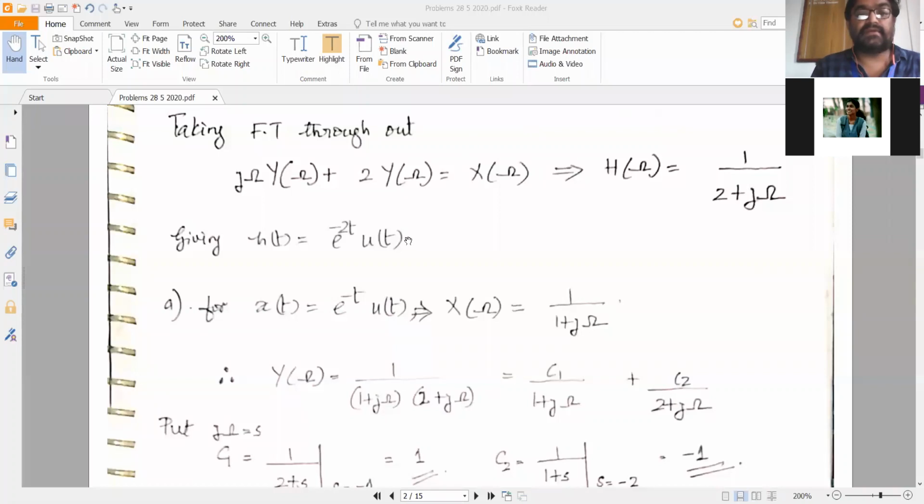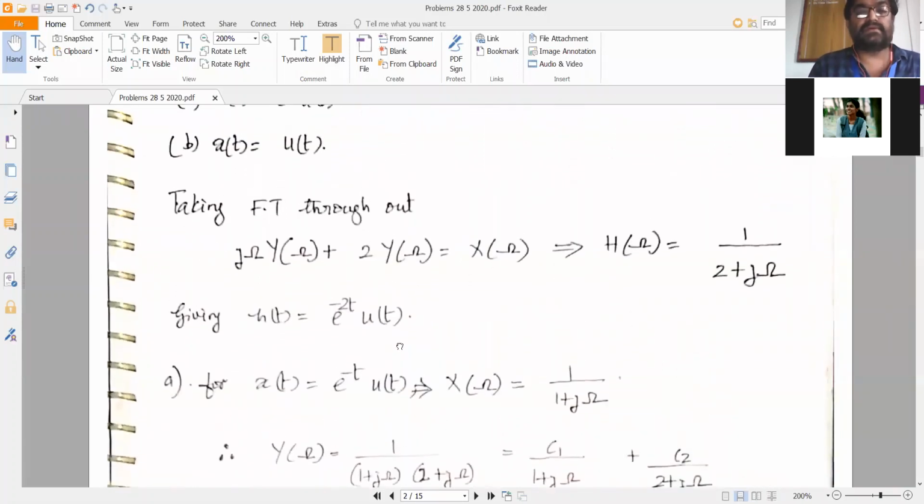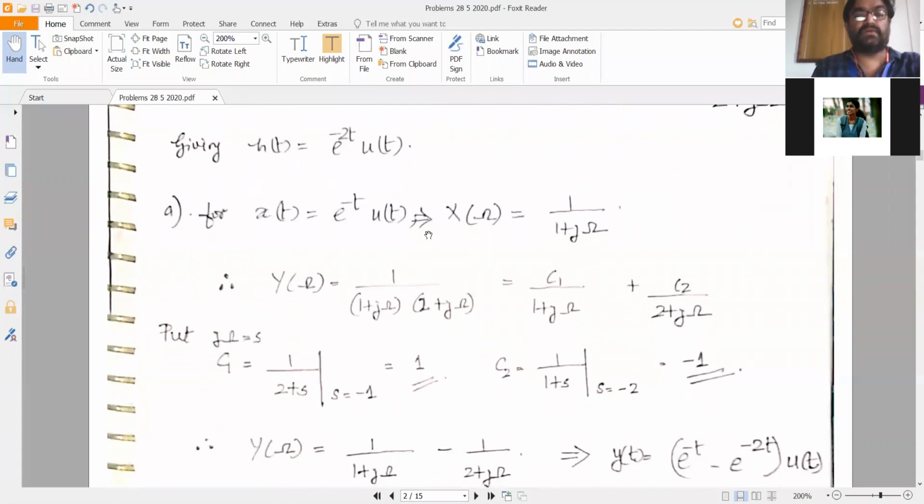So its inverse Fourier transform, or if you have taken the Laplace transform as 1 by 2 plus s, its inverse Laplace transform would have been e raised to minus 2t into u of t. Okay, so the impulse response is e raised to minus 2t into u of t.